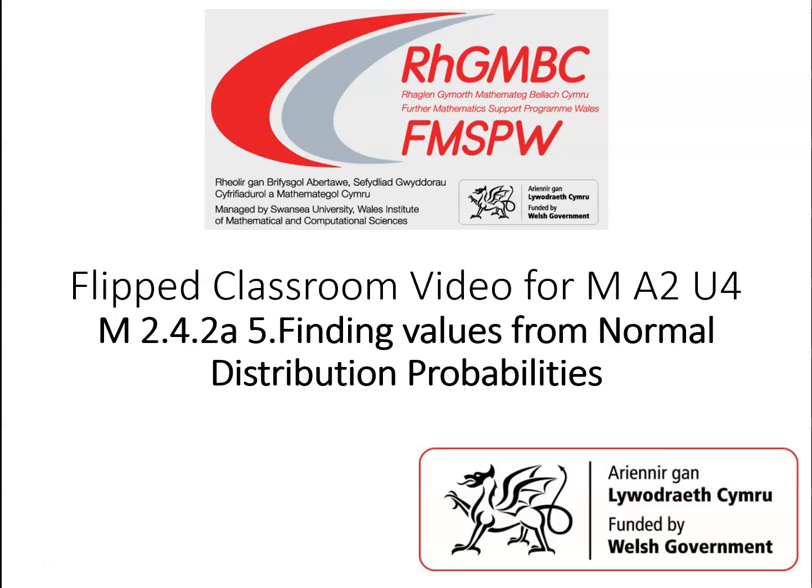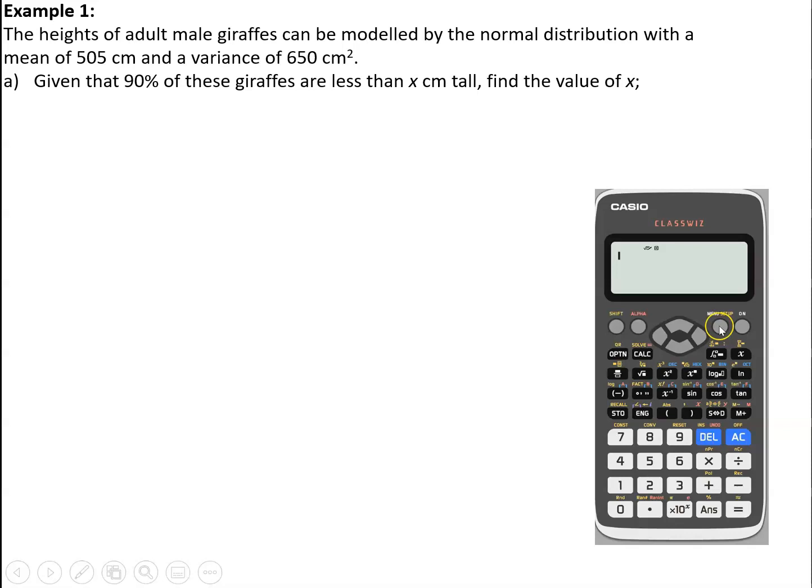In this video we're going to look at how to find values of a random variable given probabilities for the random variable. So let's have a look at how we're going to do that by means of an example using the adult male giraffes that we looked at in the previous video. And they are distributed with a mean of 505 centimeters and a variance of 650 centimeters with the normal distribution.